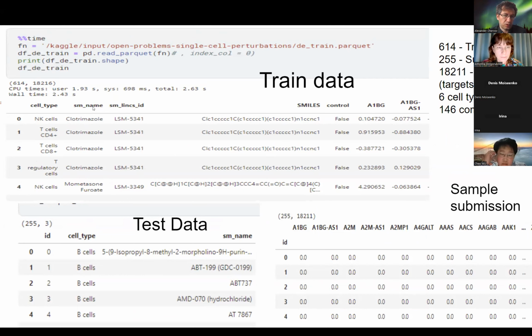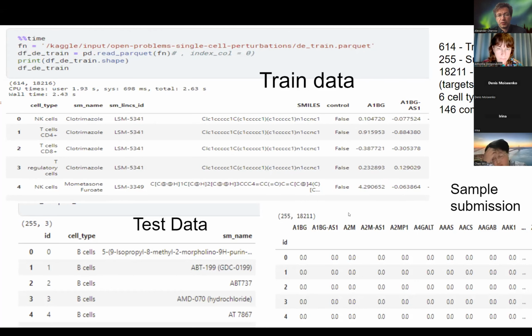The second column is the name of the drug. This is the ID of the drug, and this is the chemical formula. Now, is it a control or not. And then there are these 18,000 columns which correspond to genes, which are denoted typically by this kind of symbols, typically 4 symbols. It's the names of the different genes.